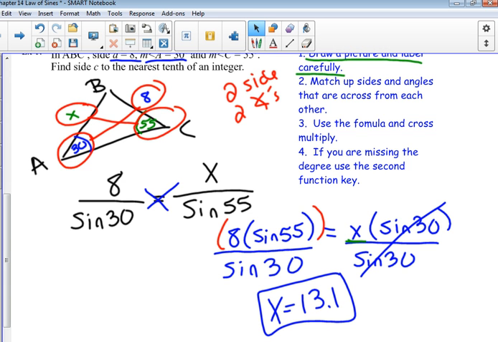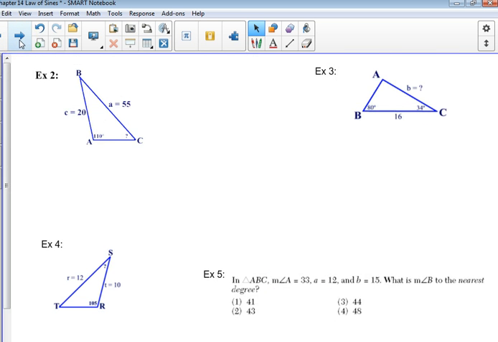You guys are definitely going to see this on your regional exam somewhere. They love sine, cosine problems. Alright. So for example 2, this one's already nice, it's already drawn out for you. I'm going to put an x with what I don't know. And what we want to look at is that we have the two sides and the two angles that go together. So let's match some stuff up.